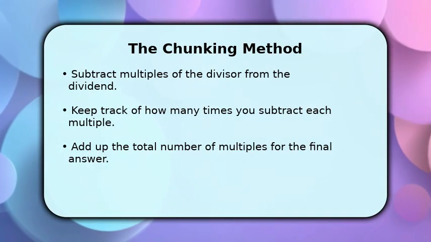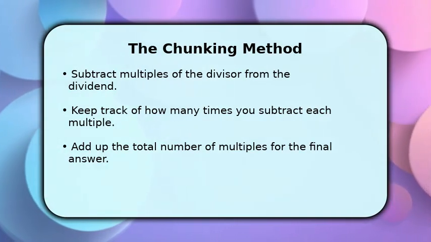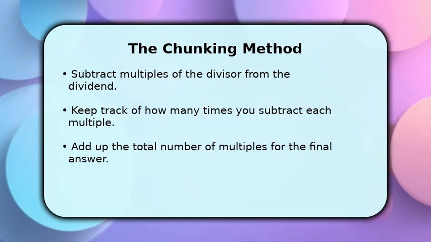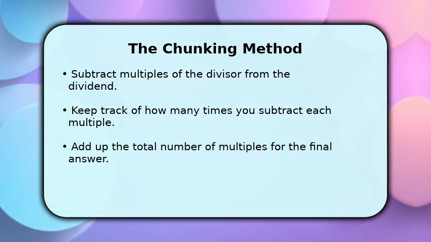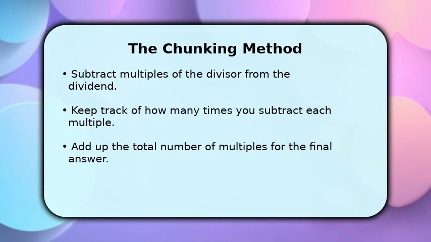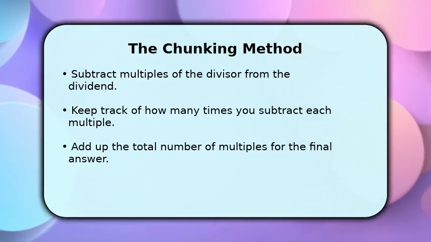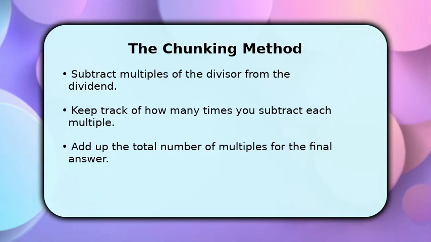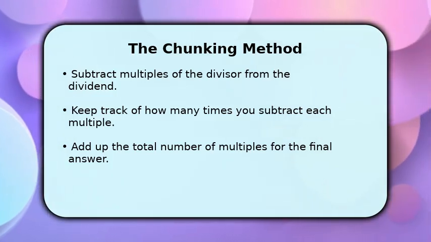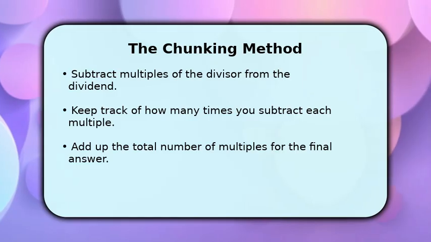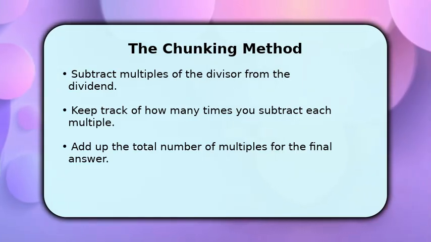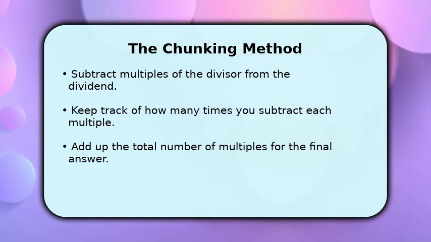A powerful technique for fast division is the chunking method. Instead of traditional long division, you repeatedly subtract easy multiples of the divisor from the dividend. For example, if dividing 150 by 10, you know 10 times 10 is 100. Subtract 100, leaving 50. Then 10 times 5 is 50. Subtract 50, leaving 0. Add your multiples, 10 plus 5, to get 15. This method is intuitive and reduces errors.